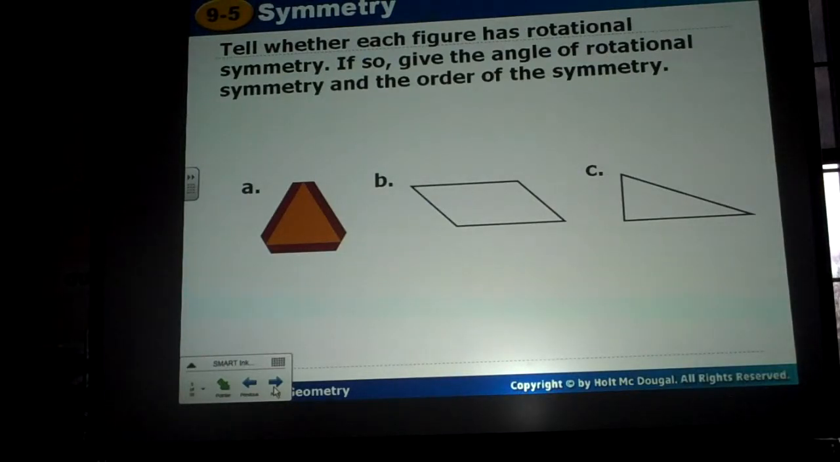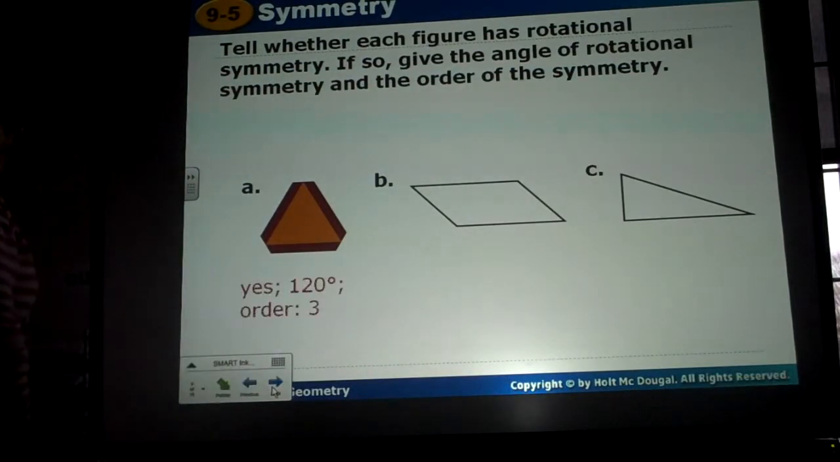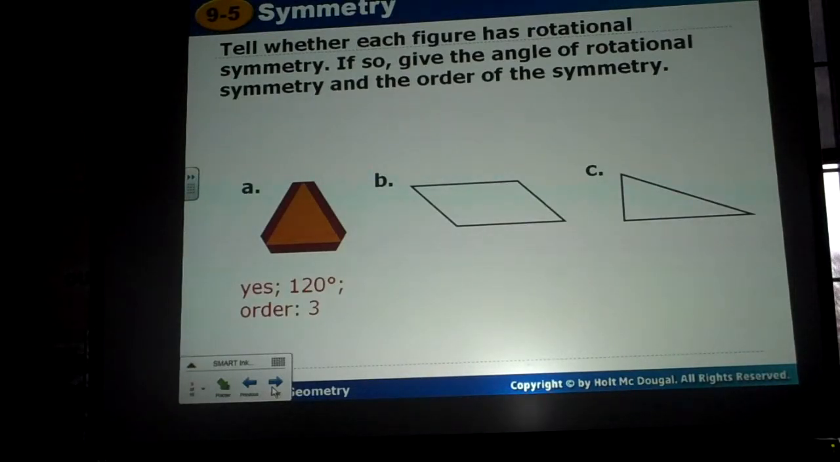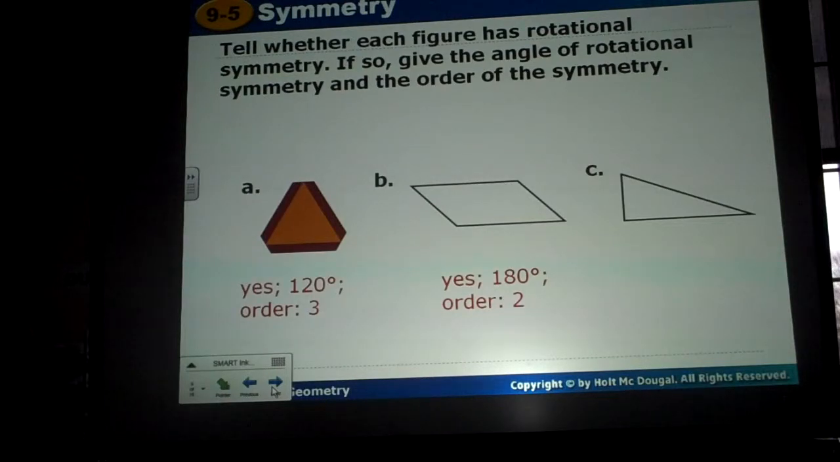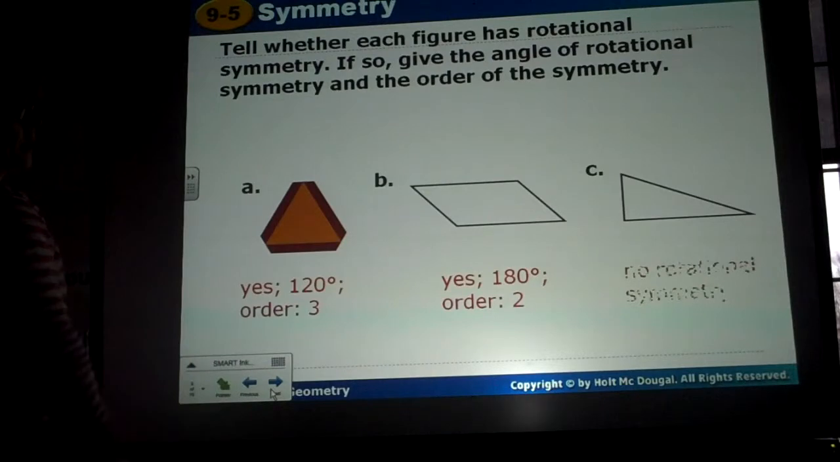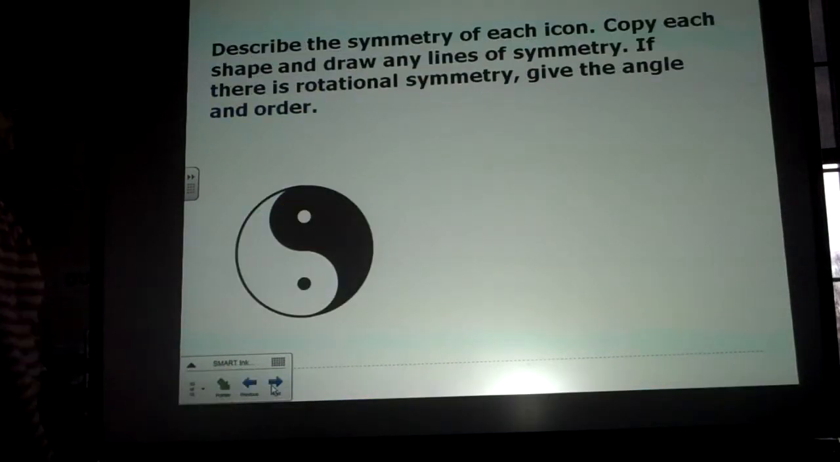Okay, try these 3 on your own. A is yes. You can rotate it 3 times. So the angle of rotation is 120 degrees. The order is 3. B is yes. You can rotate it twice to get to 180 degrees. And C is no rotational symmetry.